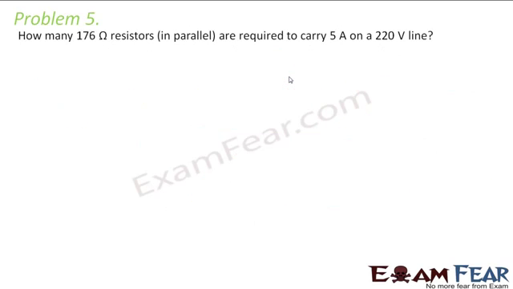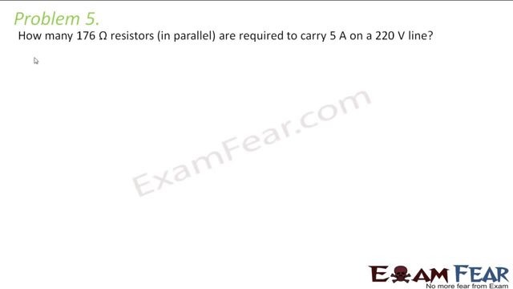Let us look at problem 5. It says how many 176 ohm resistors in parallel are required to carry 5 amperes on a 220 volt line. So that means how many resistors do you need, such that the resistance of each resistor is 176 ohms, so that you are able to carry a current of 5 amperes on a 220 volts line.